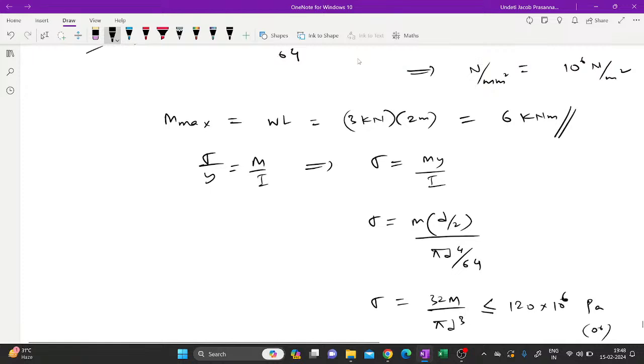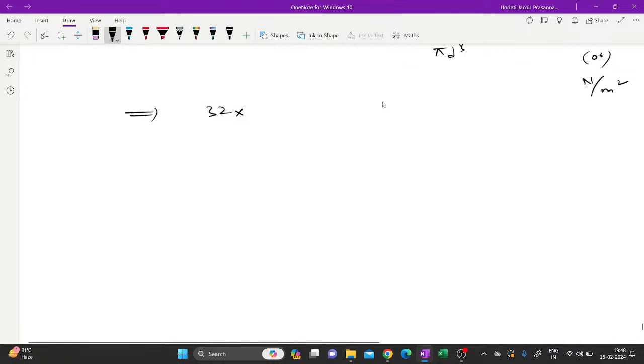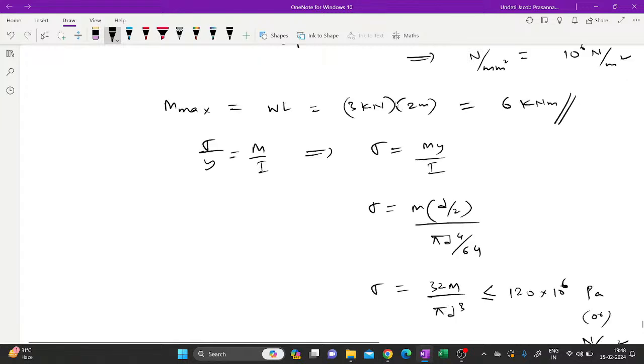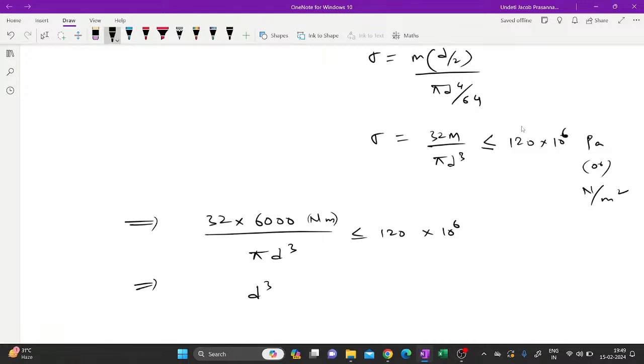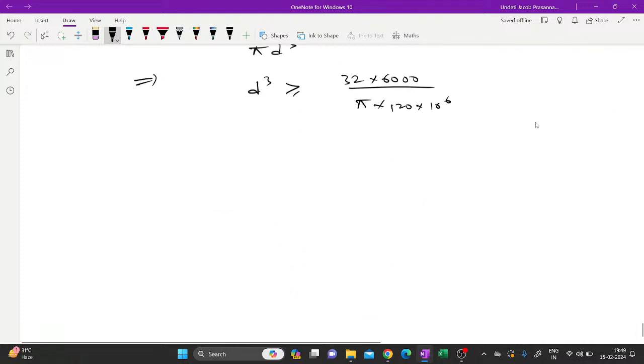Okay, now let's substitute all the values to get the value of D. M value is 6 kilonewton meter, 6000 Newton meter is the value for M. Pi into D cube less than or equal to 120 into 10 power 6. So D cube will go that side, should be greater than or equal to 32 into 6000 by pi into 120 into 10 power 6.